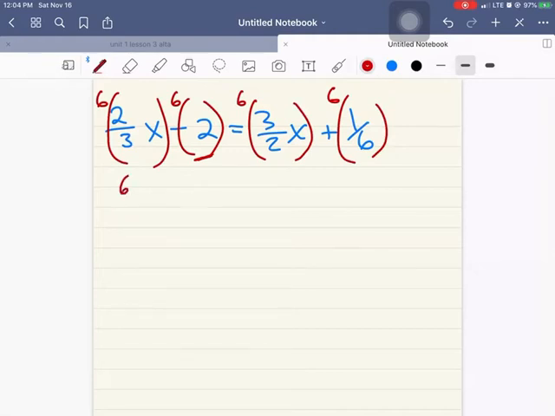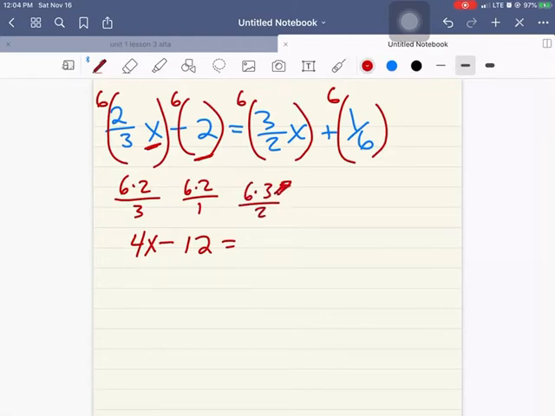So this is going to be 6 times 2 divided by 3. That's going to turn out to be what? 12 divided by 3 is 4, right? And then this is just 6 times 2, and there's nothing to divide it by, so it's a 12. Oops, I almost forgot my x here. x equals 3 times 6, sorry, divided by 2, 9x.